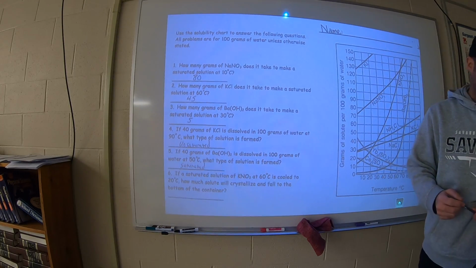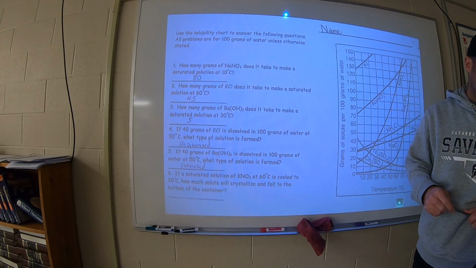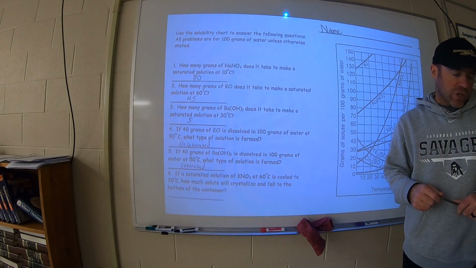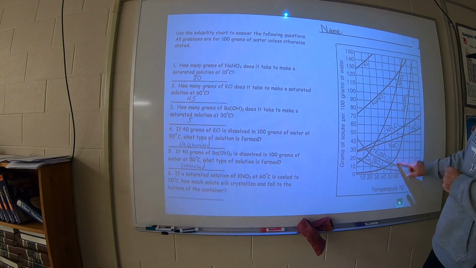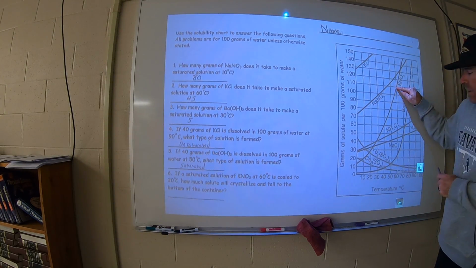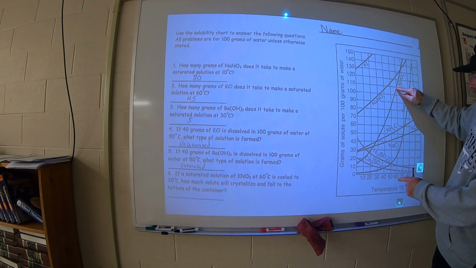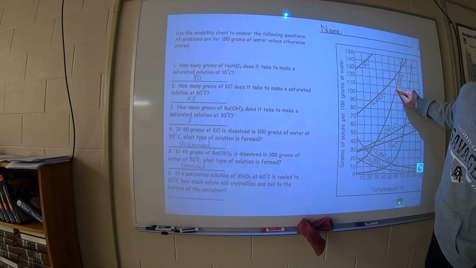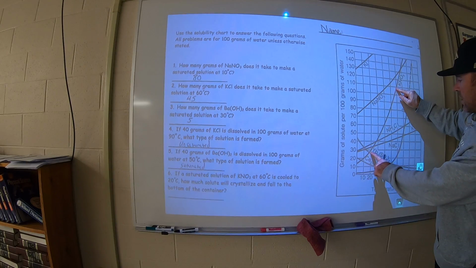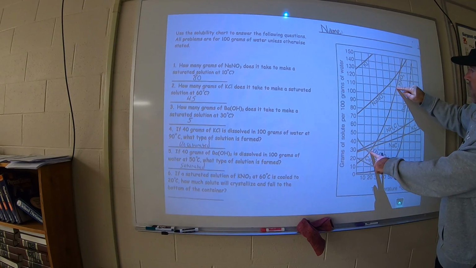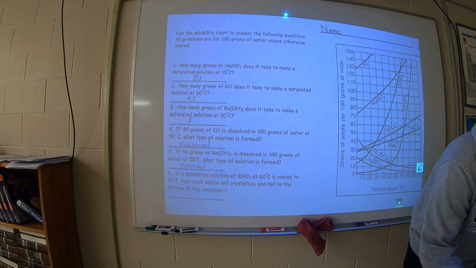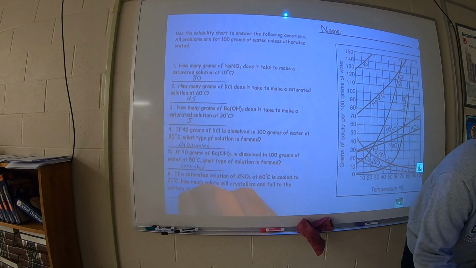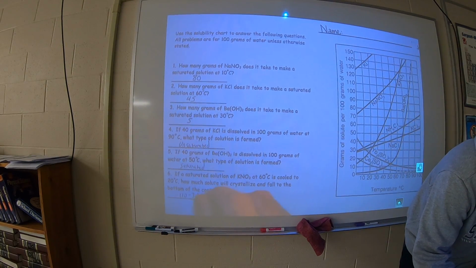And then number 6, if a saturated solution of KNO3 at 60 is cooled to 20, how much solute will crystallize and fall to the bottom? So find KNO3 at 60, it's right here at 110. If we cool it down to 30, is that right? No, cool it down to 20, we can hold 30. So if we go from 110 to 30, 110 minus 30 is equal to 80.